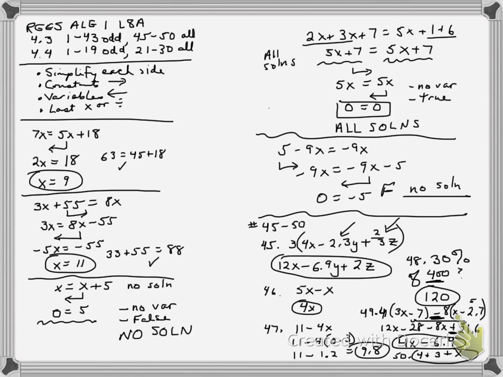The last one, I didn't have room to copy the problem itself, but it's a 4 plus x plus 3, and we want to commute. That means change places between the x and the 3, so you end up with 4 plus 3 plus x.